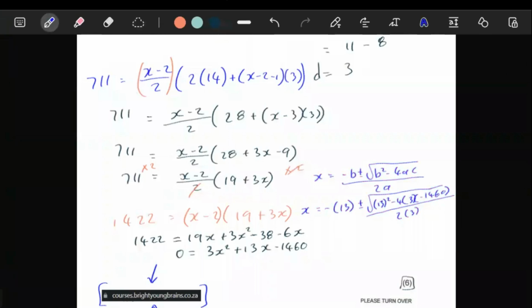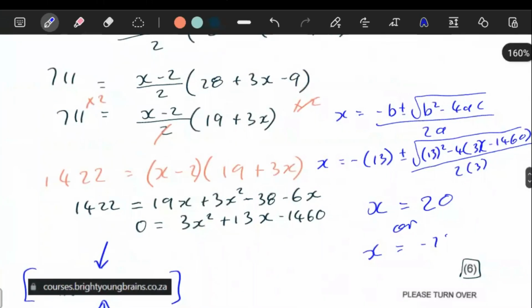So let's see what this gives us in the calculator. We have the fraction button: negative 13 plus the square root of 13 squared minus 4 times 3 times negative 1460, over 2 times 3. That gives 20, so x is equal to 20. The other one, x is equal to negative 73 over 3.